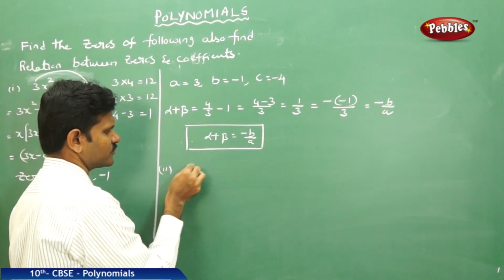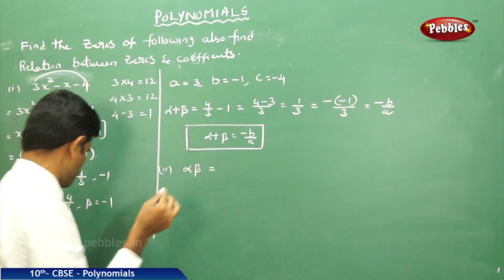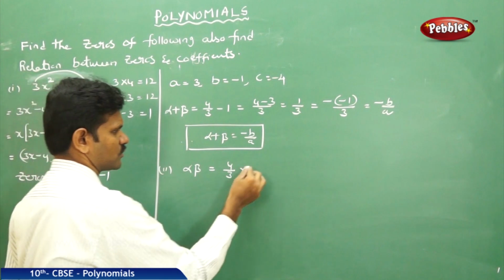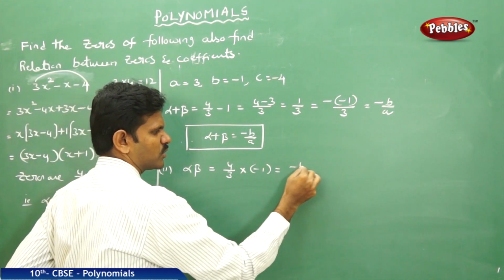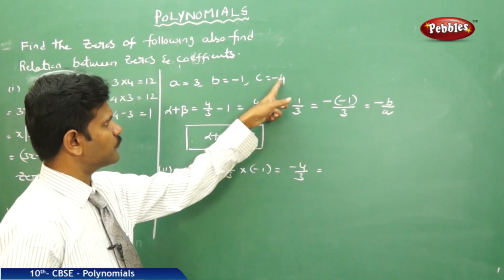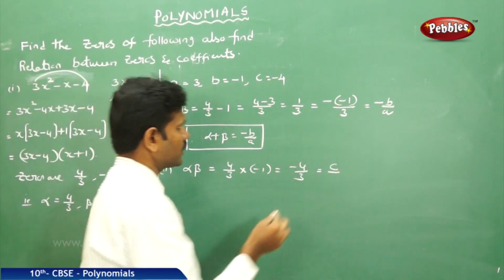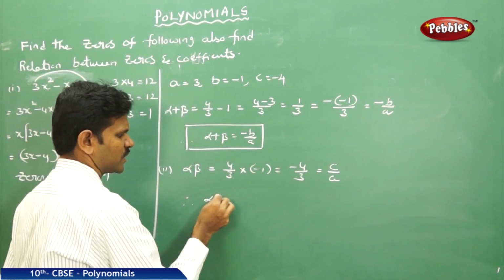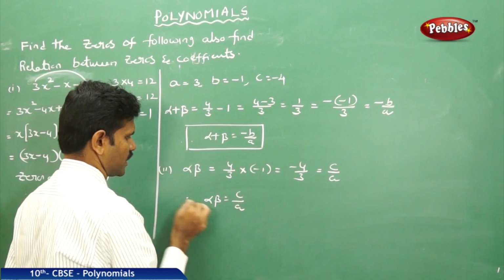Next, the product of the zeros, alpha beta, is equal to alpha, which is 4 by 3, times beta, which is minus 1, which is nothing but minus 4 by 3, which is equal to minus 4, that is c by 3, nothing but a. Therefore alpha beta is equal to c by a.